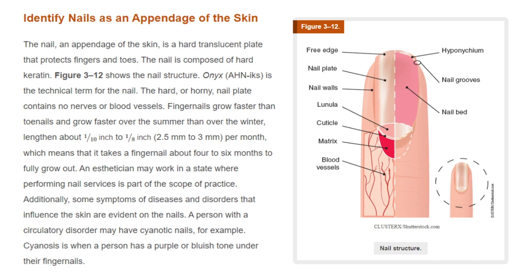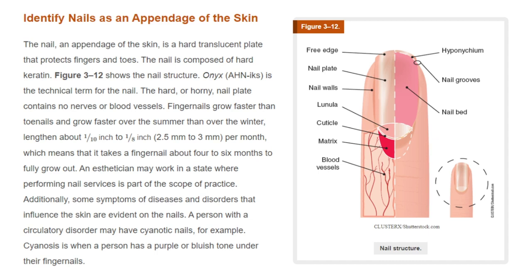Figure 3:12 shows the nail structure. Onyx is the technical term for the nail. The hard, or horny, nail plate contains no nerves or blood vessels. Fingernails grow faster than toenails and grow faster over the summer than over the winter, lengthening about 1/10 inch to 1/8 inch, 2.5 millimeters to 3 millimeters, per month, which means that it takes a fingernail about 4 to 6 months to fully grow out.